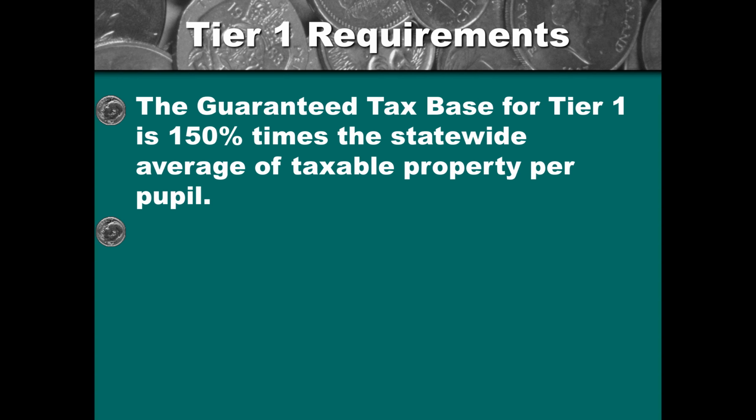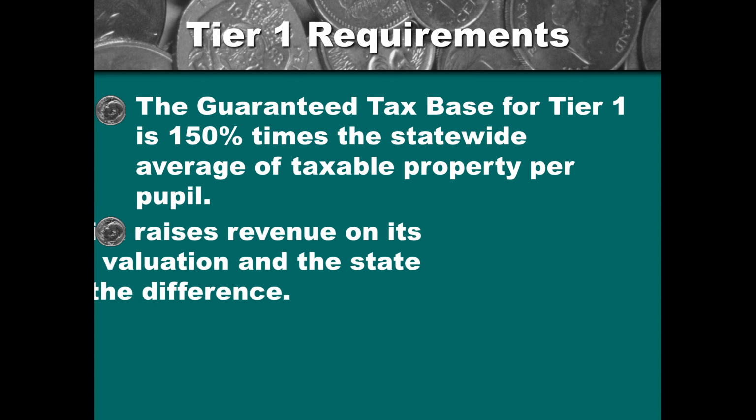What that means is that you have a really property-rich district like Fayette County. They're not going to receive this money because their average is well above that. But you have poorer districts like the district that I represent in Owensboro that has a property value that is below 150% of the statewide average. So we don't have the property values, and part of this Tier 1 is a way to equalize and give those areas that have less property value a better way to fund their schools.